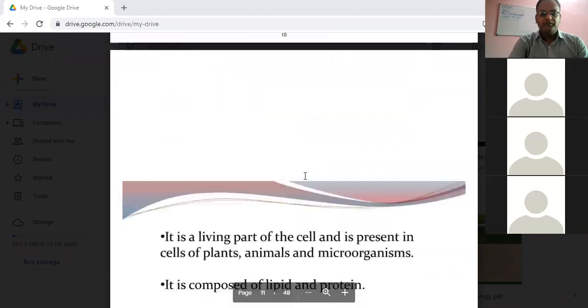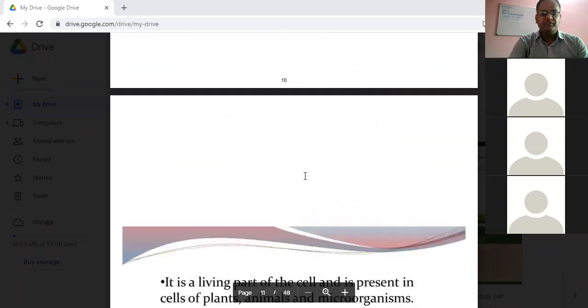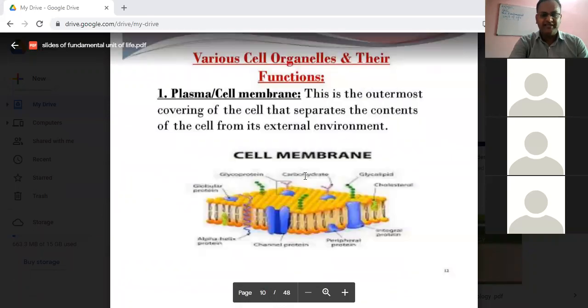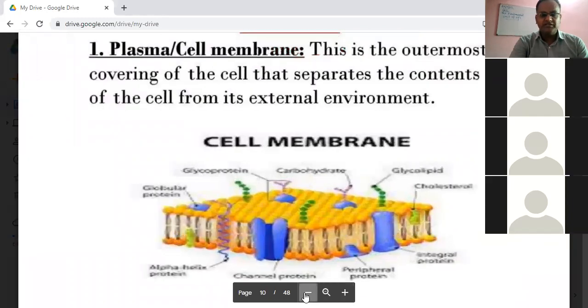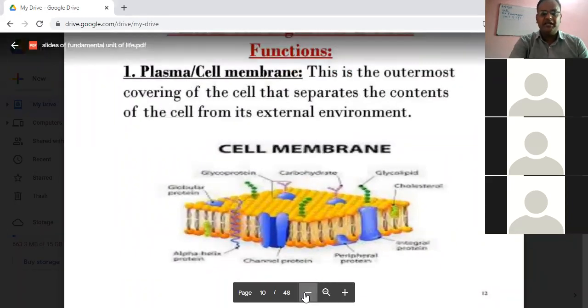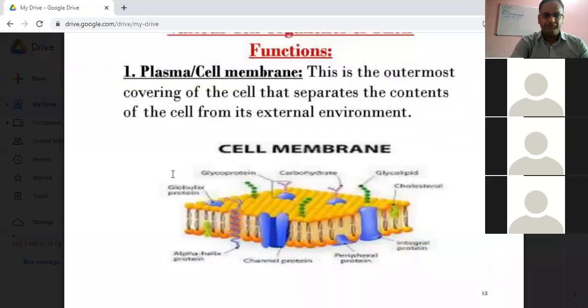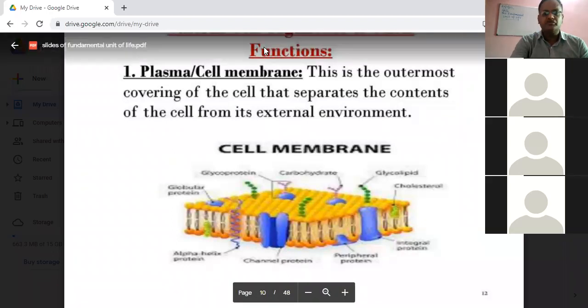Now, one very important thing, students, this structure which is being highlighted over here was proposed by the scientists Singer and Nicholson, and this is called the fluid mosaic model of the plasma membrane. Now, why is it called so? Just a minute, let me see the chat box.